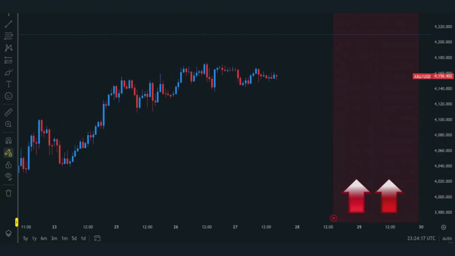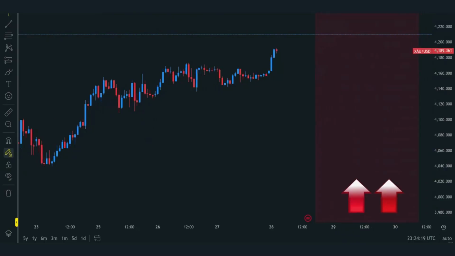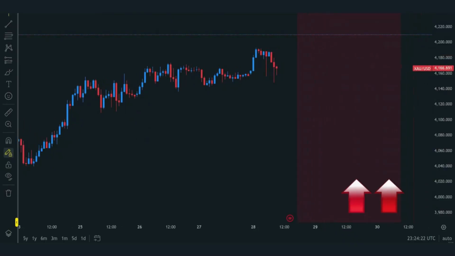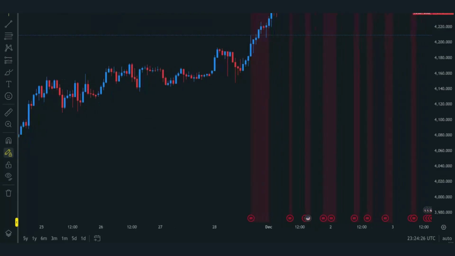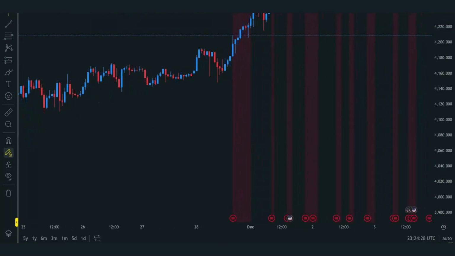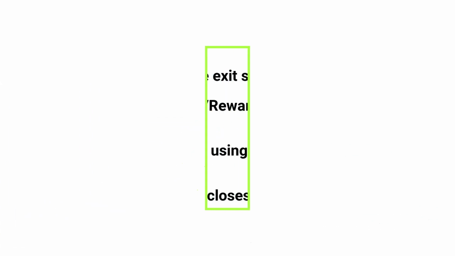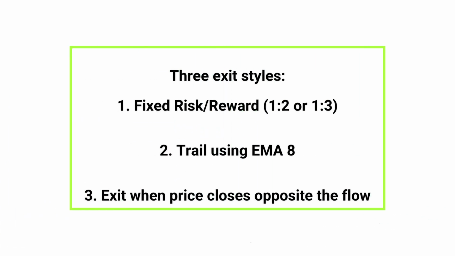The smartest exit is never emotional, it's structural. Your TP should follow structure, not greed. 3 exit styles. 1. Fixed risk to reward ratio, 1:2 or 1:3. 2. Trail using EMA 8. 3. Exit when price closes opposite the flow. Your goal is not to catch the entire move. Your goal is to capture the cleanest part of it.